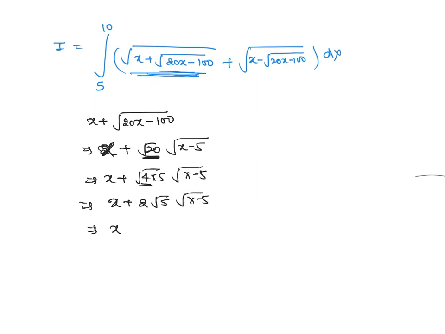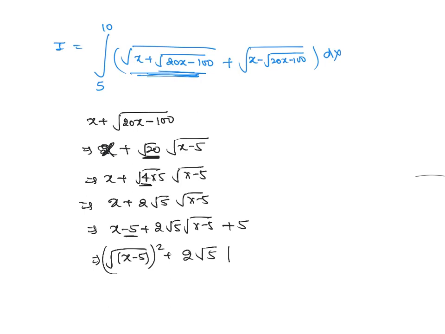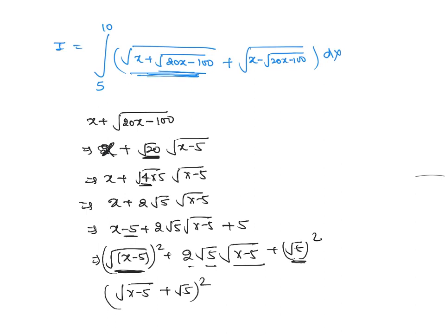So again we can write x minus 5 plus 2 root 5 into root over x minus 5. We are subtracting 5, so we have to add plus 5. So we can write this as root over x minus 5 whole square plus 2 root 5 into root over x minus 5 plus root 5 whole square. This is a, this is b, and this is 2ab. So this we can write as root over x minus 5 plus root 5 whole square. Correct?